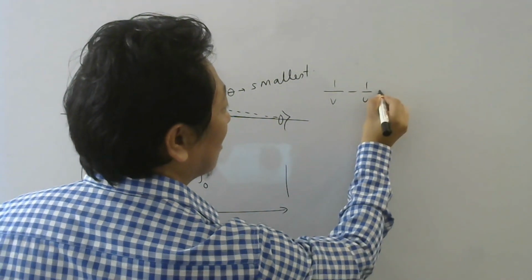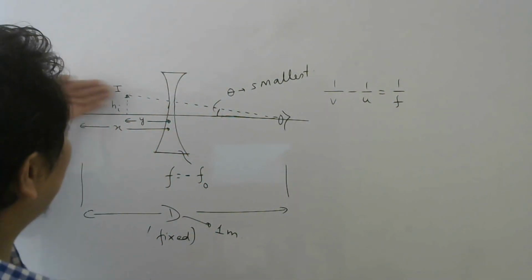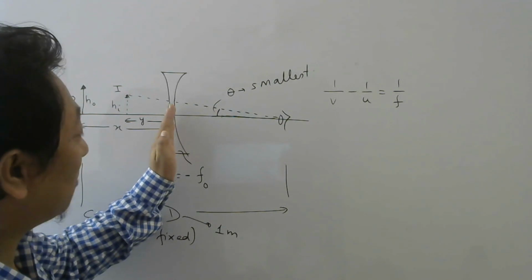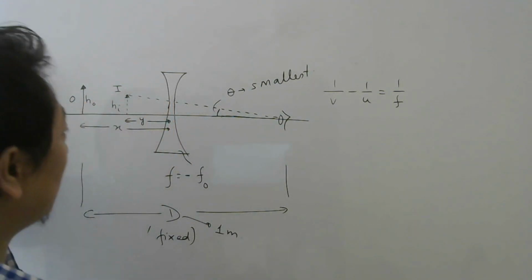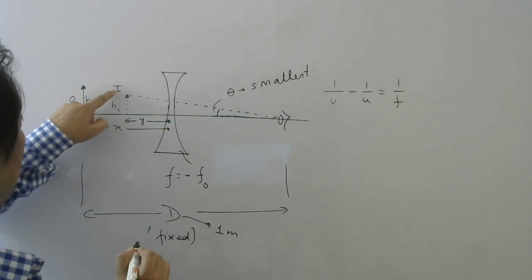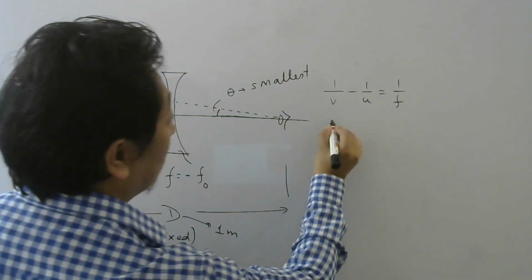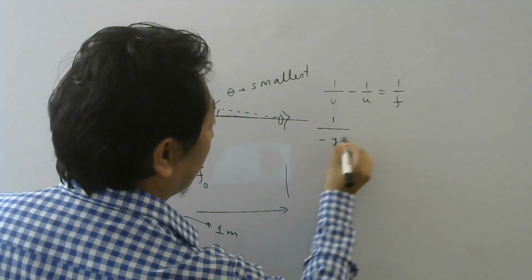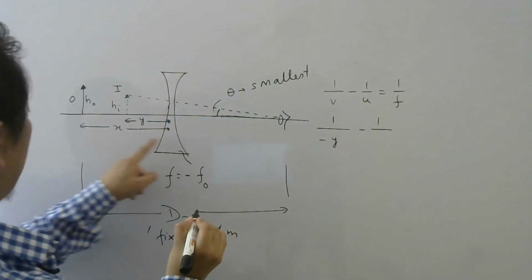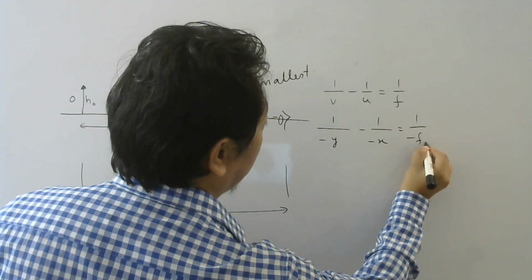1/v minus 1/u equals 1/f. Remember, light is coming this way. So if you start from optic center and go opposite to light, you have to take negative. So what is the image distance? Remember, this is the image. So its distance is y. This is the numerical value. While substituting, I have to write minus y. And u is minus x. And focal length is minus f naught.